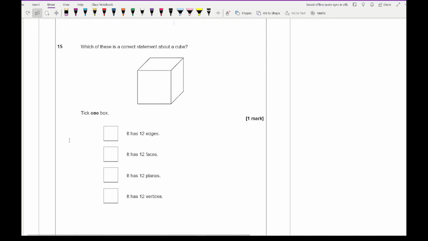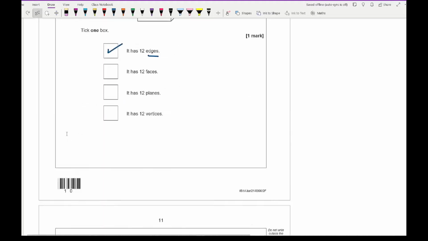Question 15, it says which of these is a correct statement about a cube? Has it got 12 edges, 12 faces, 12 planes, or 12 vertices? Well, edges is the number of sides, so that's definitely true. Faces, well, there's only 6 faces. Planes, again, is looking at the same sort of thing with regards to flat surfaces, and vertices. So the correct answer we should have ticked is going to be 12 edges.